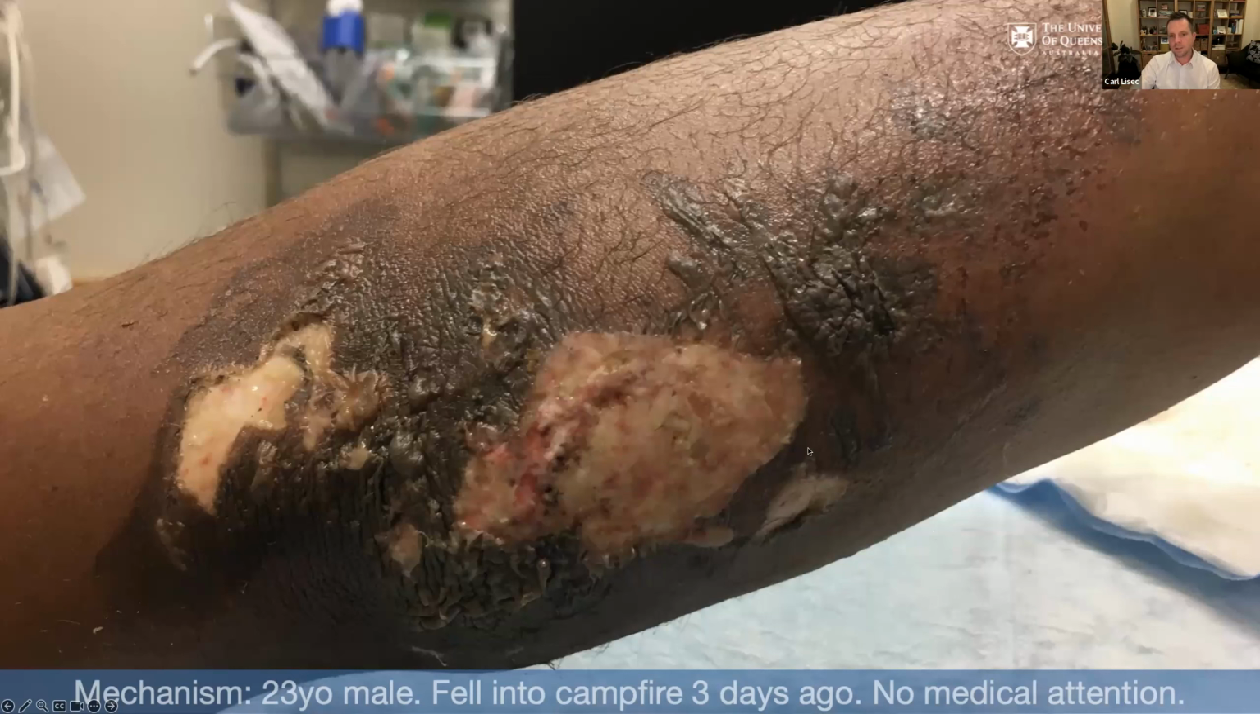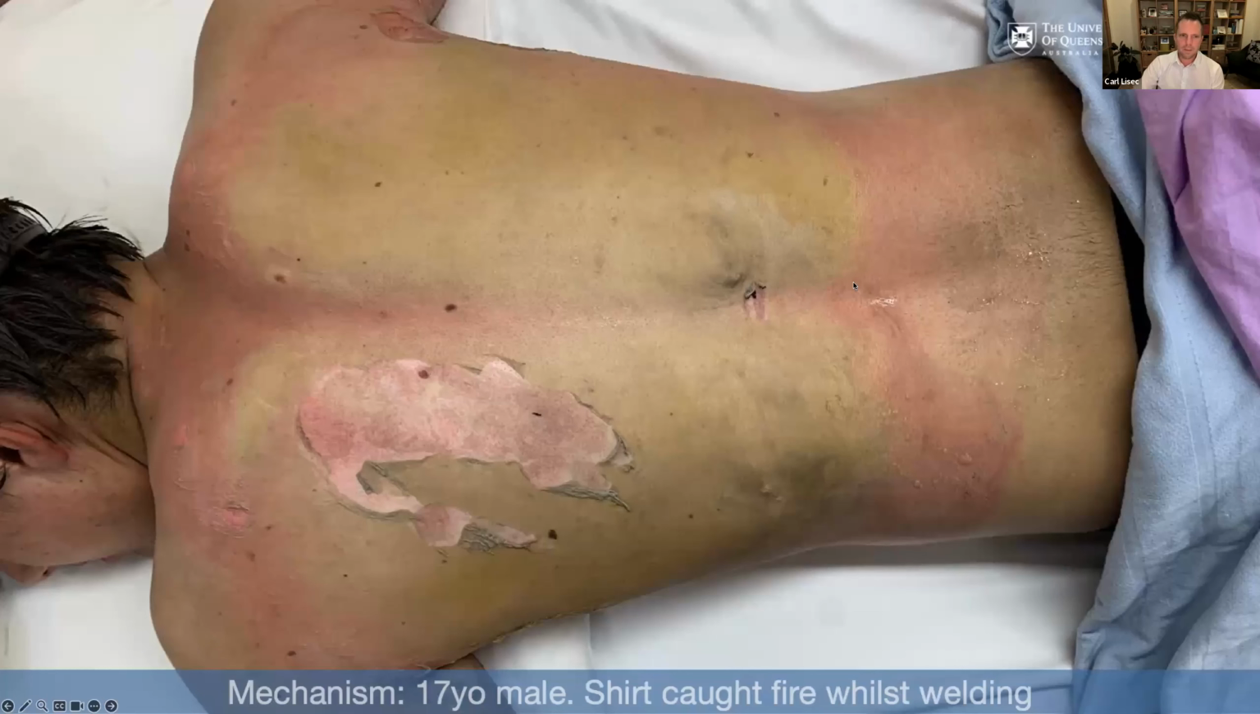It also highlights that it's actually quite difficult to judge the depth of the burn sometimes. And sometimes we don't know the true depth of the burn unless we take it to the operating theatre and we debride it, and then we get a very accurate sense of how deep it is. So yeah. And then the last one, mechanism: a 17-year-old male, shirt caught fire whilst welding. And this is poll number 4.